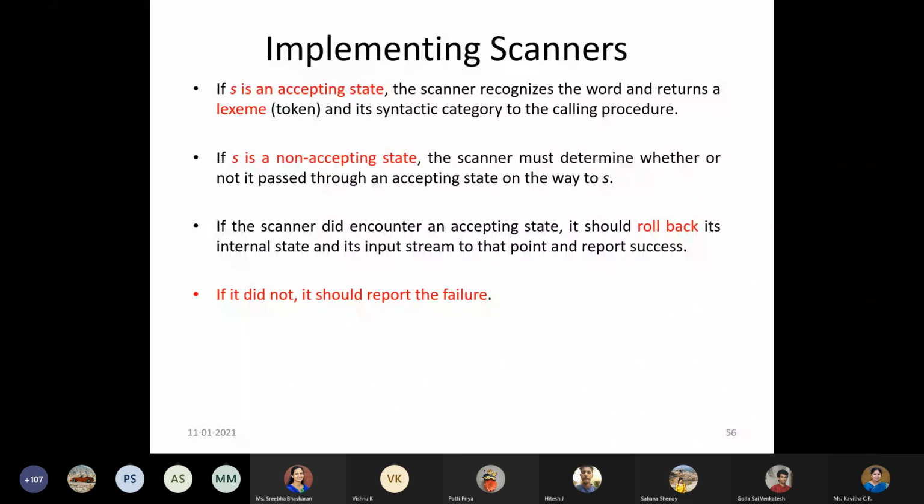If you are not in the final state, then we have to make sure, from the initial state to whichever state you are in between, did you come across any final state? If you have come across any final state, then till that particular point of final state, whatever word was there will be recognized as that particular token. Rest all would be considered an error, so we can generate an error message for that particular remaining part. If none of the states are final states, then we can directly report an error message.